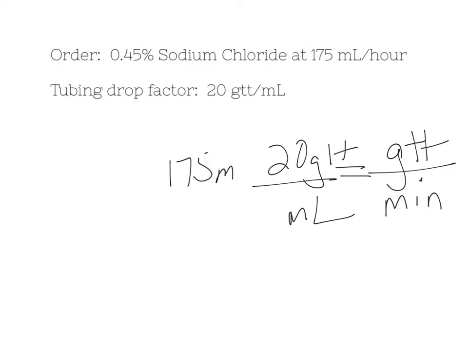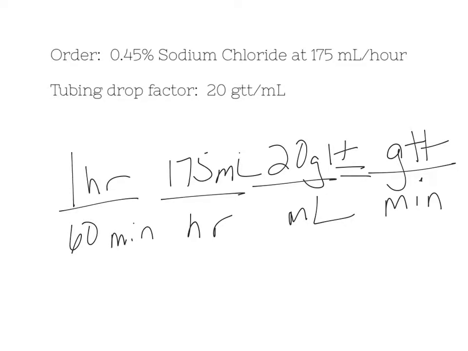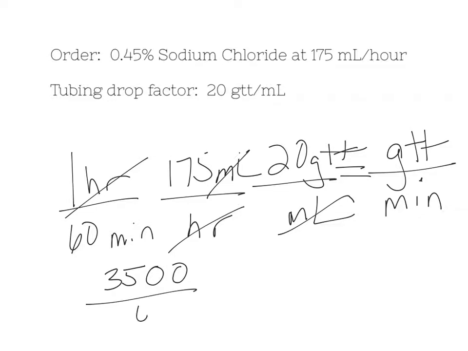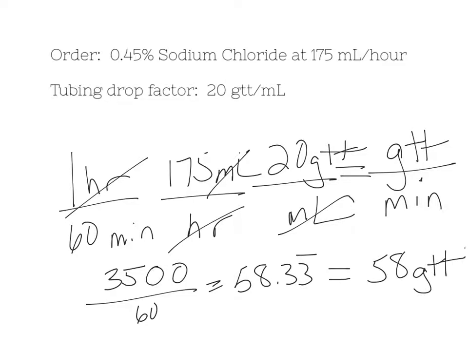175 mLs per hour, mLs is going to cancel. An hour takes 60 minutes, so our minutes are on the bottom. Hours cancel, mLs cancel. So excited, we have drops per minute at the end. You're going to end up with 3,500 over 60. And that calculates to 58.33. We know we're not going to count a third of a drop because we left our bionic eye at home. So 58. Make sure you specify that you are counting drops per minute. The end.